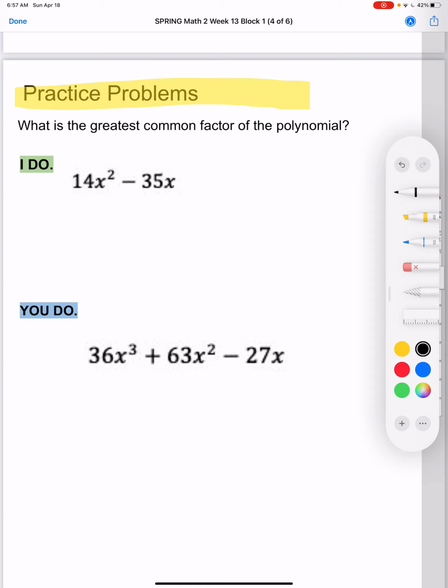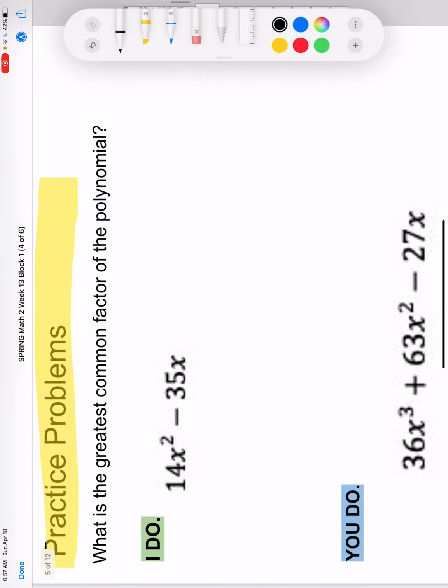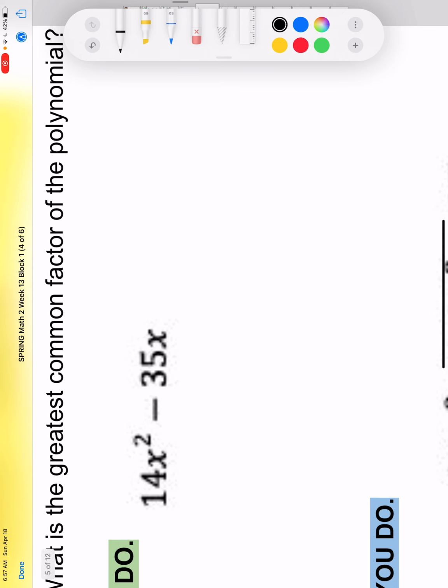All right, so for this first one, I'm looking at my two terms that I have. I'm going to rotate this for you a little bit. So on here, I have 14x squared minus 35x. So for this problem, I'm looking at both terms. I'm thinking of my factors. So I know that 14 can be broken down. I can multiply 7 and 2. I know 14 goes in there as well. So my factors for this one, I would say, are 7 and 14, as well as 2. So those are the numbers that go into 14. So 2, 7, and 14.